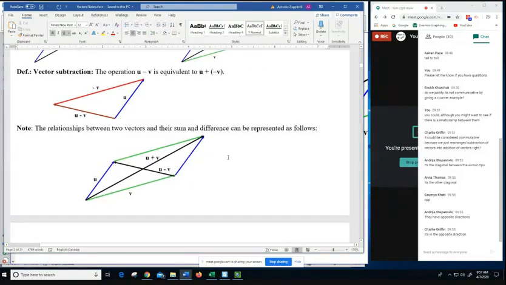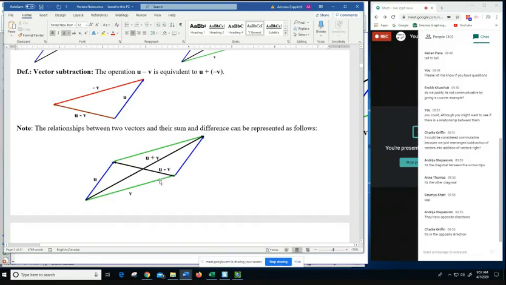Whereas vector subtraction can be seen either as adding the negative or adding the opposite of the second vector, okay, and then doing tip to tail. So u plus negative v gives us our resultant. Or if u and v again are placed tip to tail, we have that u minus v is just the diagonal, okay, that joins the two tips.